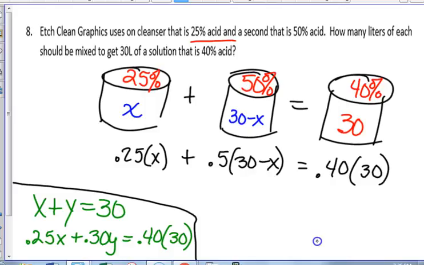I cannot stress enough. Don't try to do all the decimals in your head. You will make a mistake, okay? Use your calculator. People always trying to do the decimals in their head and they make mistakes, including me.